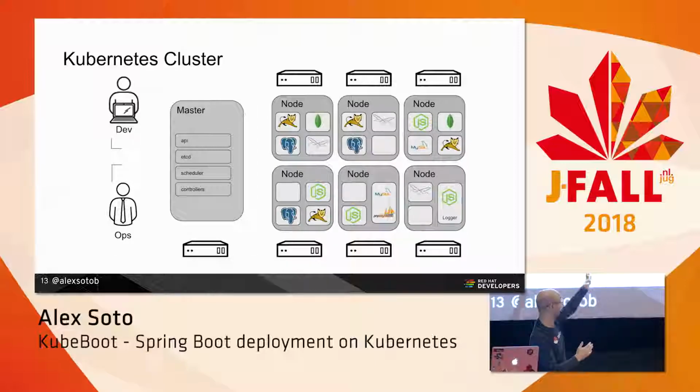The master is the one that has the API, etcd, scheduler, and controllers, which is basically the entry point for sending requests to the cluster. And then we have several nodes, right? These nodes can be bare metals or virtual machines, and each node has one thing that is called a minion, right?